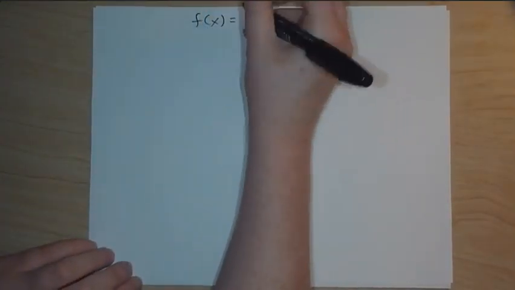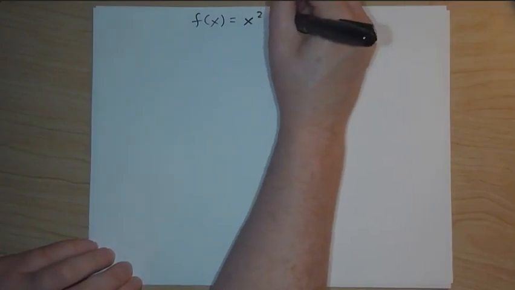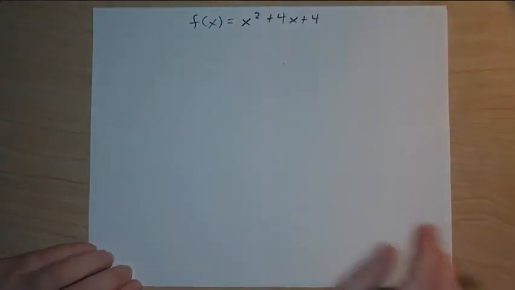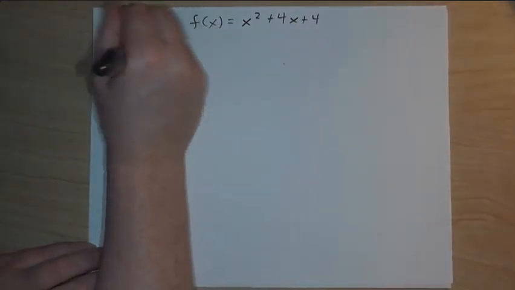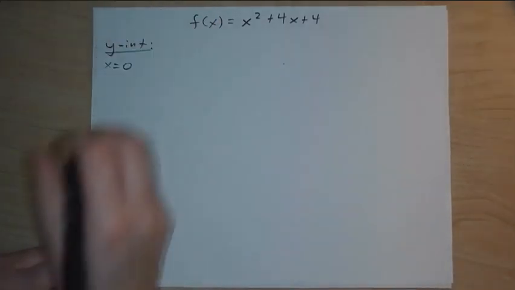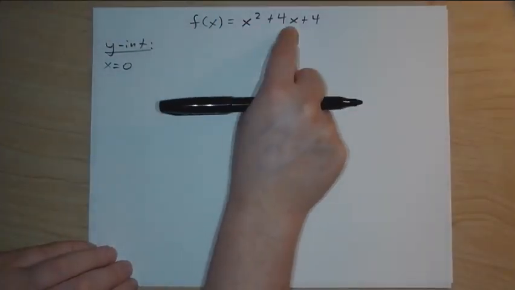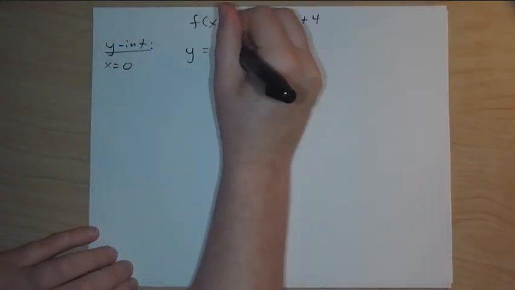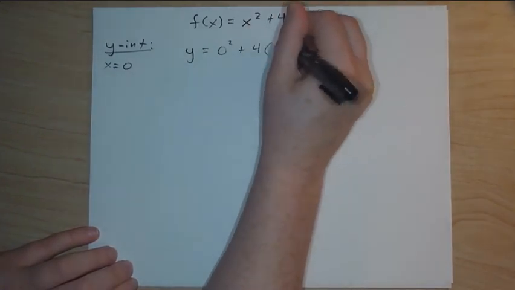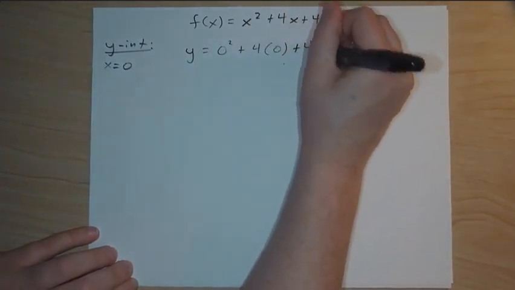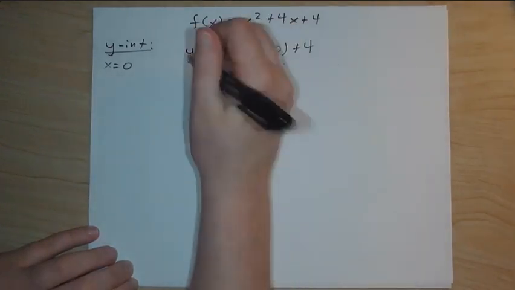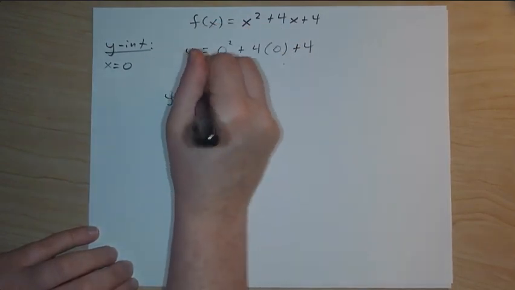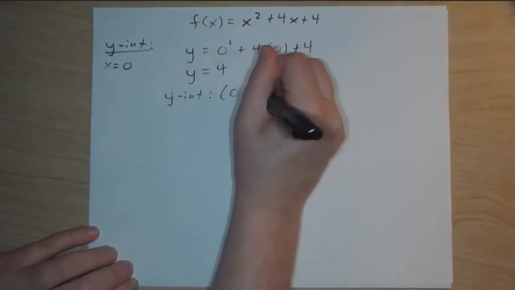Moving on, we need to find our y-intercept and our range. For reference, I'm going to put our function up here. f of x is equal to x squared plus 4x plus 4. Our y-intercept happens when our x is equal to 0. So we're going to substitute 0 into each x up here. So we have y is equal to 0 squared plus 4 times 0 plus 4. This term will be 0, this term will be 0. So we are left with just y is equal to 4. So our y-intercept is the point 0, 4.